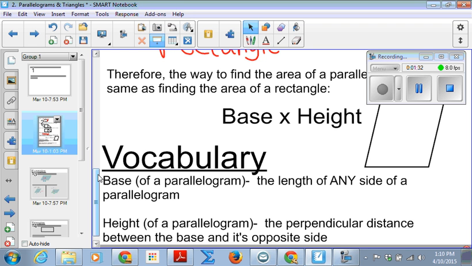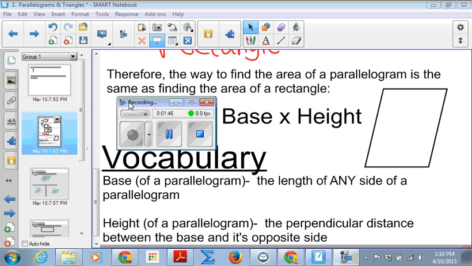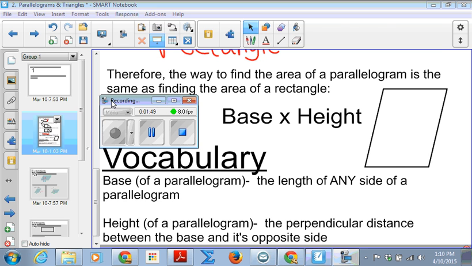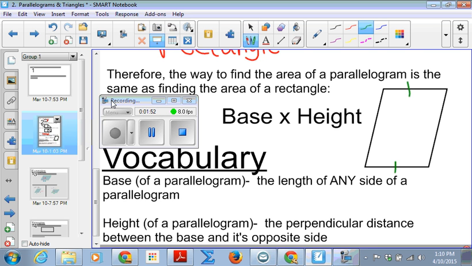Okay, so the base of a parallelogram is the length of any side of the parallelogram, and the height is the perpendicular distance between the base and the opposite side. The shape can be turned any way we want. So I could say that the bases are right here, and the height is just the distance between them, perpendicular distance. Or I could say that these are the heights, these are the bases, and there's your height. We can turn this shape any way we want, so don't just always assume the height is the up and down part. It could be going side to side.